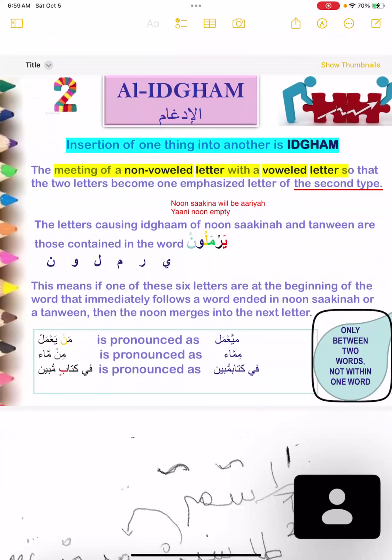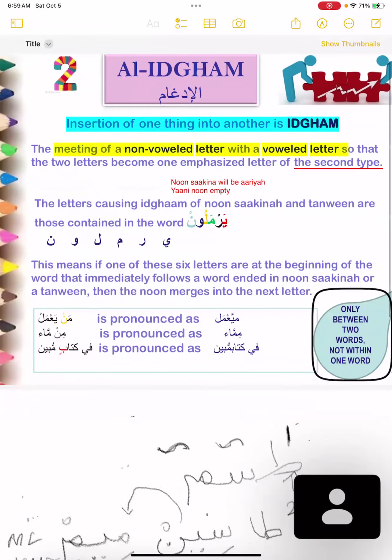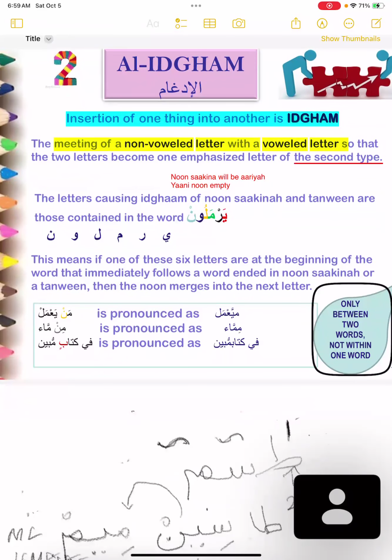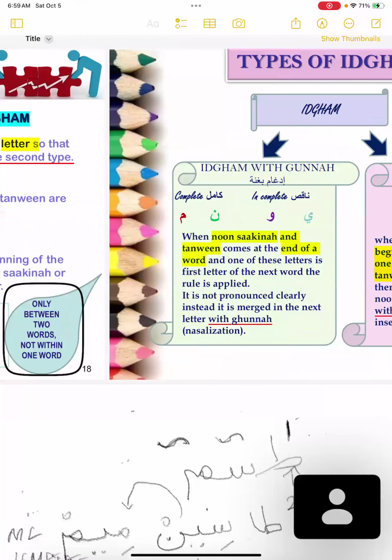So when Nun Sakin or Tanween is followed by the letters of Yarmalun, you will merge the Nun into the letters of Yarmalun, and you will read it as the letter of Yarmalun. You will emphasize the letters of Yarmalun by doubling it. So this means if one of these 6 letters is the beginning of the word that immediately follows a word ending in a Nun Sukun or a Tanween, then the Nun merges into the next letter. Okay, let's look at the next page. It will become clearer to you.